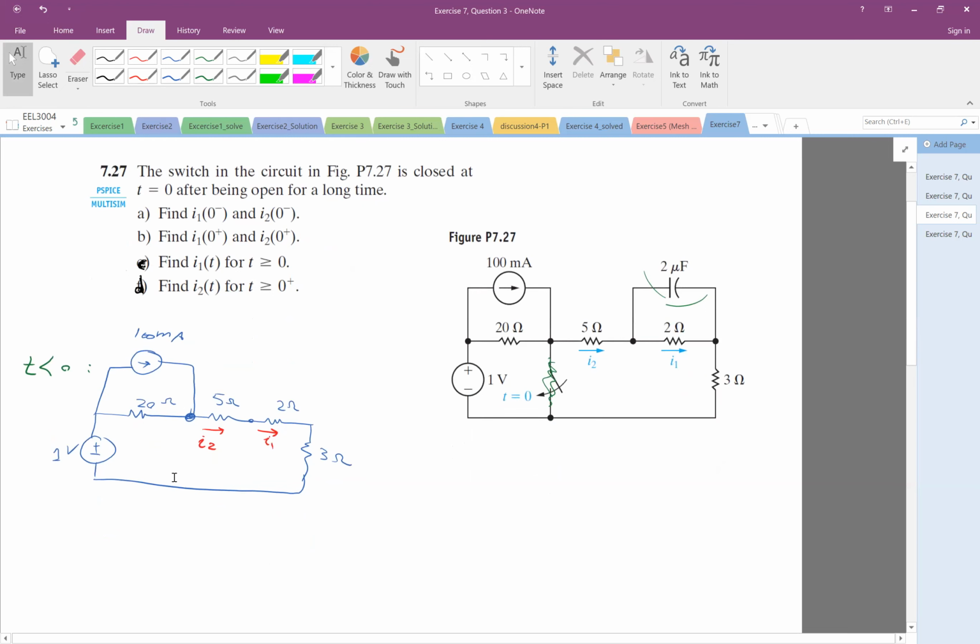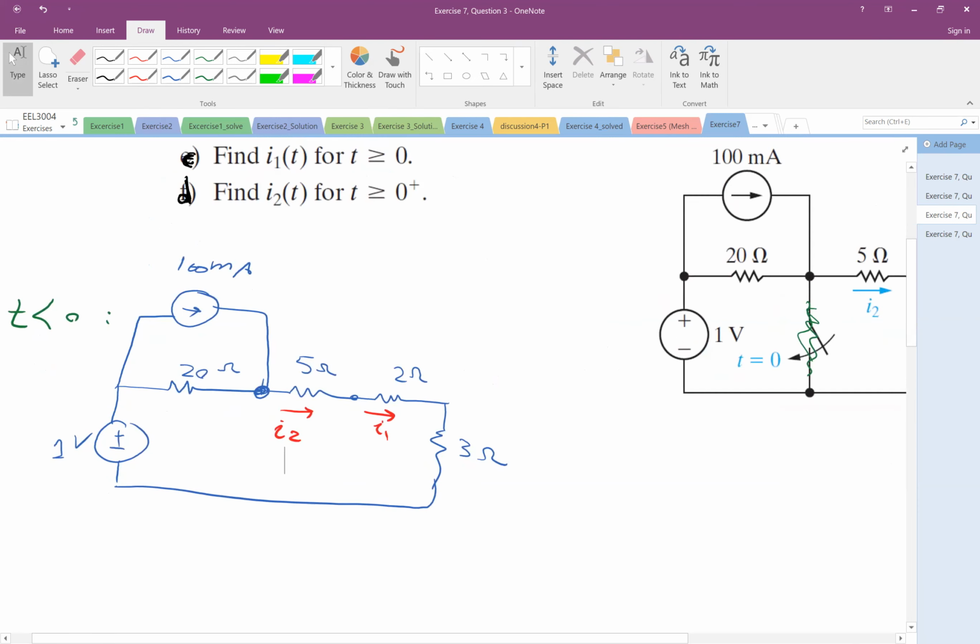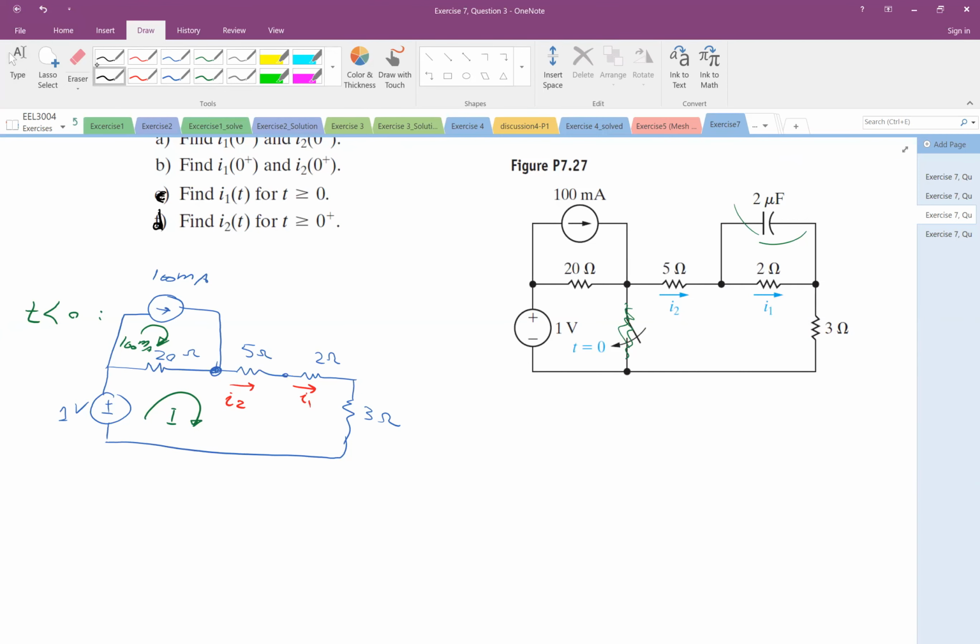Okay, so in this case, it's a simple circuit. We want to find these currents. We can do either mesh analysis or node voltage analysis. So let me do the mesh, but it doesn't matter. We can also do node analysis. Because this is a current source, 100 milliamp, I consider the mesh current here 100 milliamp, and let's assume current I for this loop. So we write the equation.